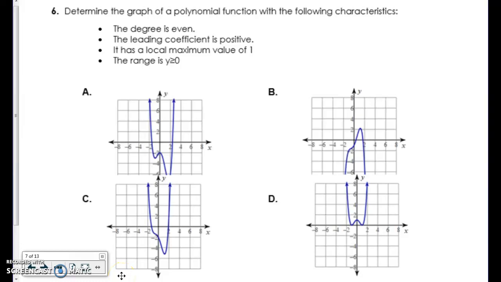Okay, number 6, determine the graph of the polynomial function with the following characteristics. So we're going to go through the bullets and eliminate what it can't be. The degree is even means it's even on both ends. That means both ends are going the same direction.